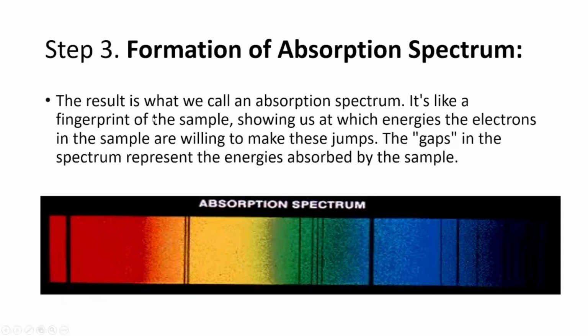It is like a fingerprint of the sample. Every sample has a specific absorption spectrum that it will give. Why? Because the kind of energy that the electrons will need in order to make the jump will differ from sample to sample, right? So if a particular sample gives you a particular absorption spectrum, then you can use that spectrum to characterize the sample.